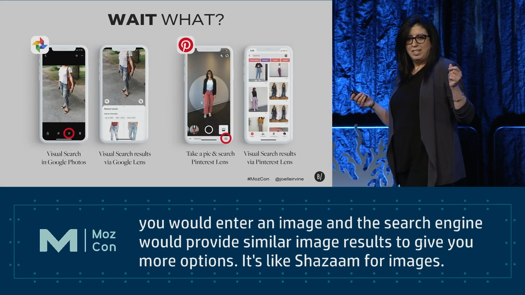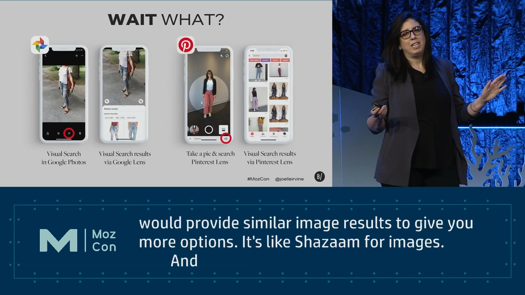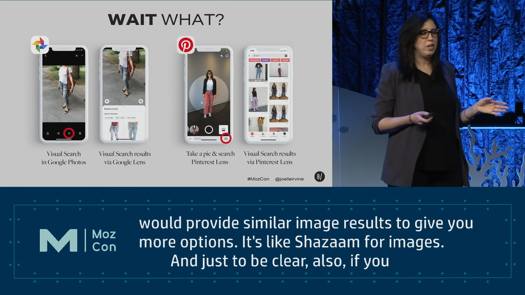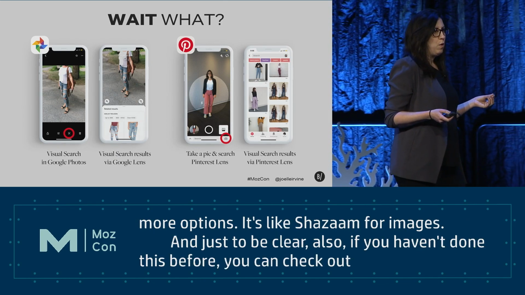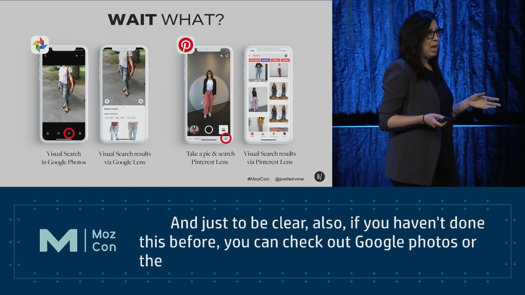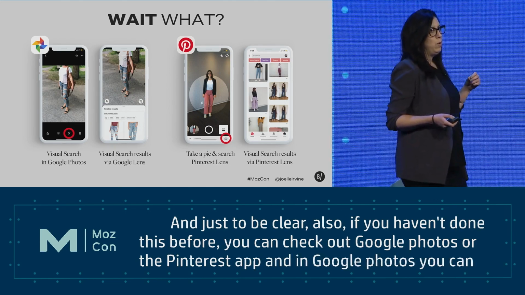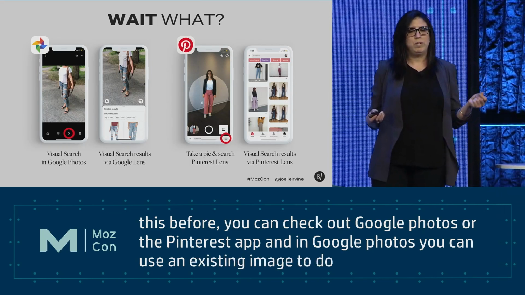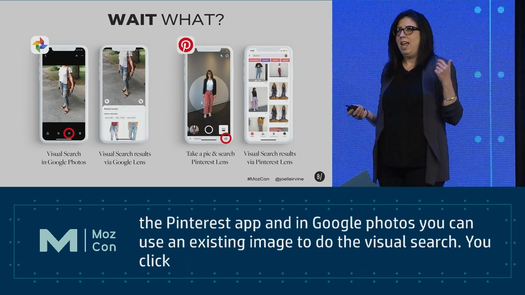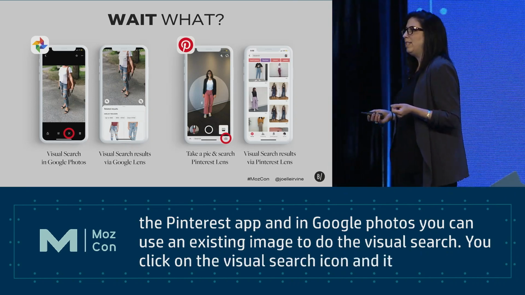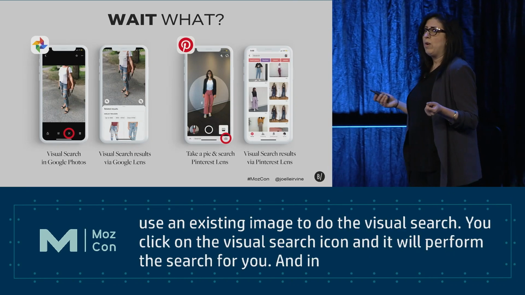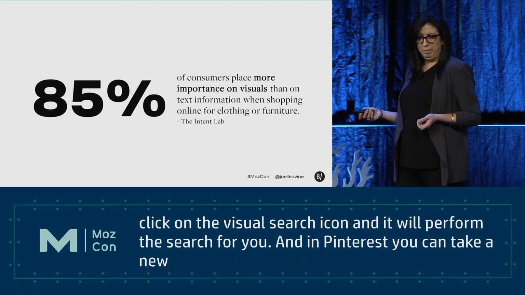And just to be clear also, if you haven't done this before, you can check out Google Photos or the Pinterest app. And in Google Photos, you can use an existing image to do the visual search. You would click on the visual search icon, and it would perform the search for you. And in Pinterest, you can take a new photo or an existing photo and complete the search.